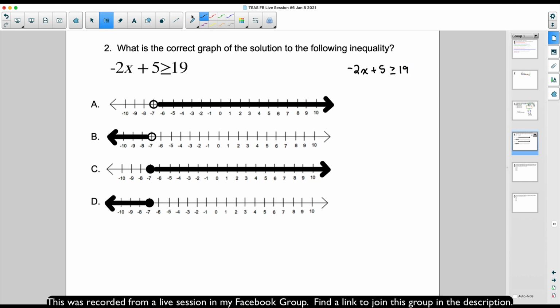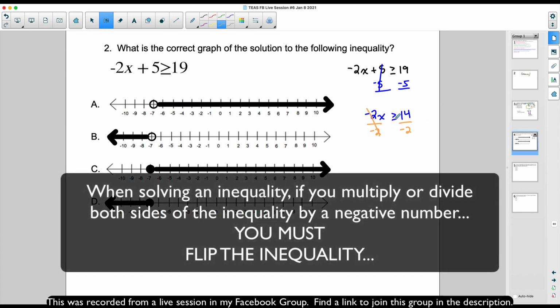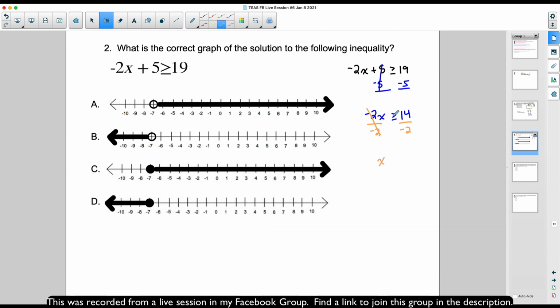So we solve it just like an equation. We're going to subtract 5 from both sides. That leaves us with negative 2x is greater than or equal to 14. And here's where people mess up. Y'all, you got to be careful here. All right, I'm going to divide by -2. And depending on how long it's been since you've been in high school, I know some people it's been years and years, your teacher, or I stress it, whenever you multiply or divide by a negative, you have to flip the inequality. So we're going to have x, but it's not going to be greater than or equal to.